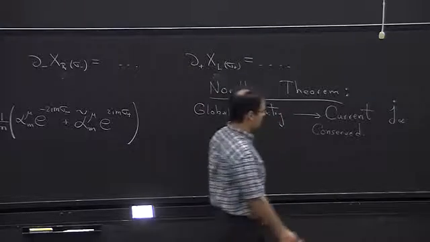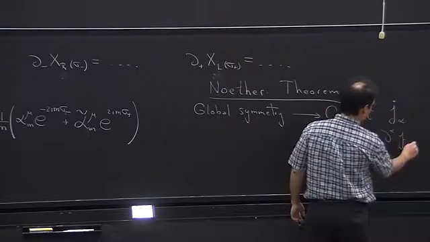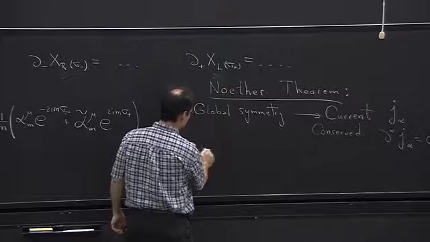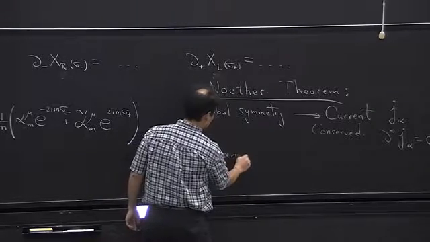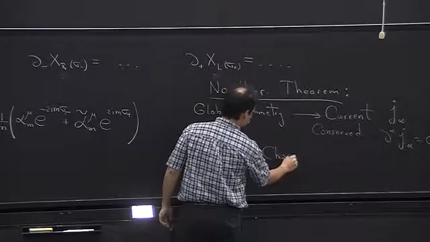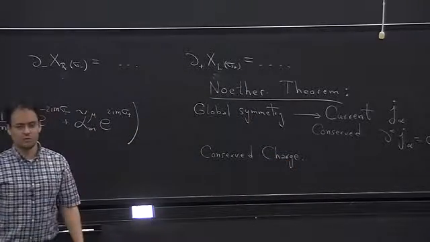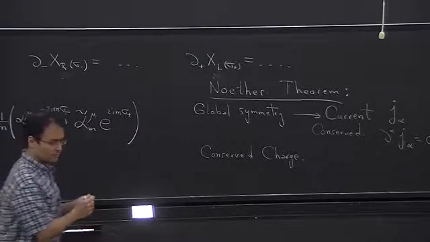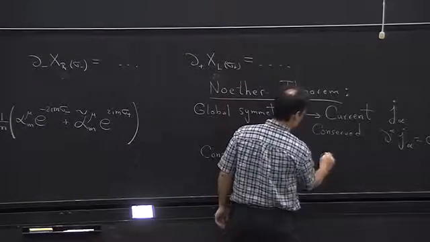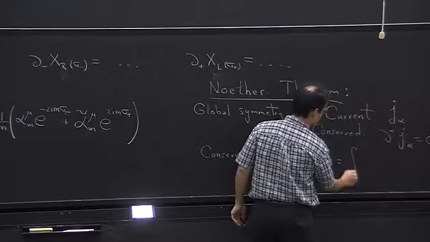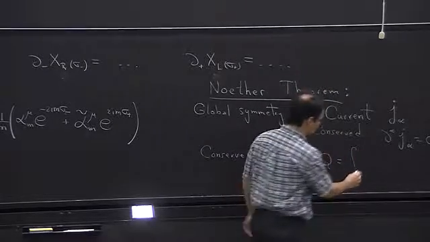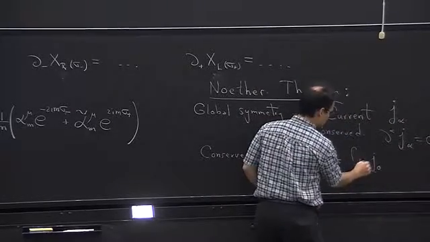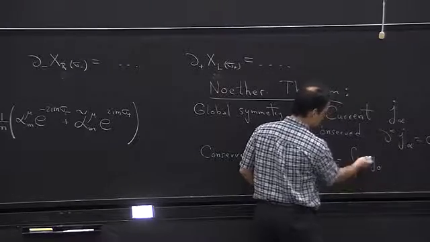What does it mean that it's conserved? Well, it means that this is satisfied. Once you have a conserved current, you can produce a conserved charge. And how do you do that from the current? Anyone can remind us? Very good. So you define the charge by integrating the zeroth component over all the space direction. In this case, we're going to get an integration over sigma.